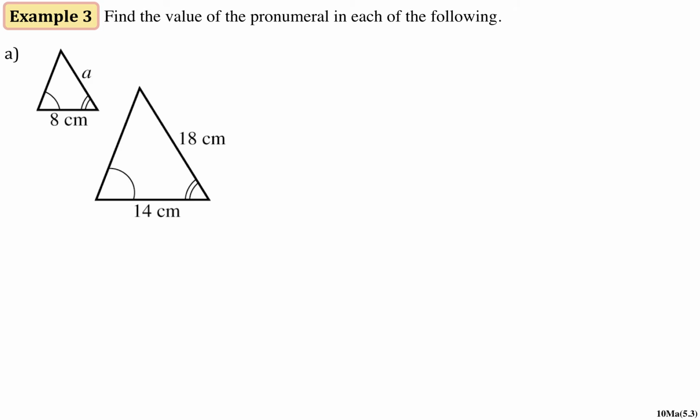Now, when the shapes are similar, that means that the proportion matches up. So I could compare the small triangle to the big triangle, or I could compare the big triangle to the small triangle. The side length I'm looking for is A. So what I'm going to do is look at A, and it matches up with the 18 length. So I'm going to write A over 18. So I've got the small triangle on the top, the large triangle on the bottom when I look at the fraction I've created.